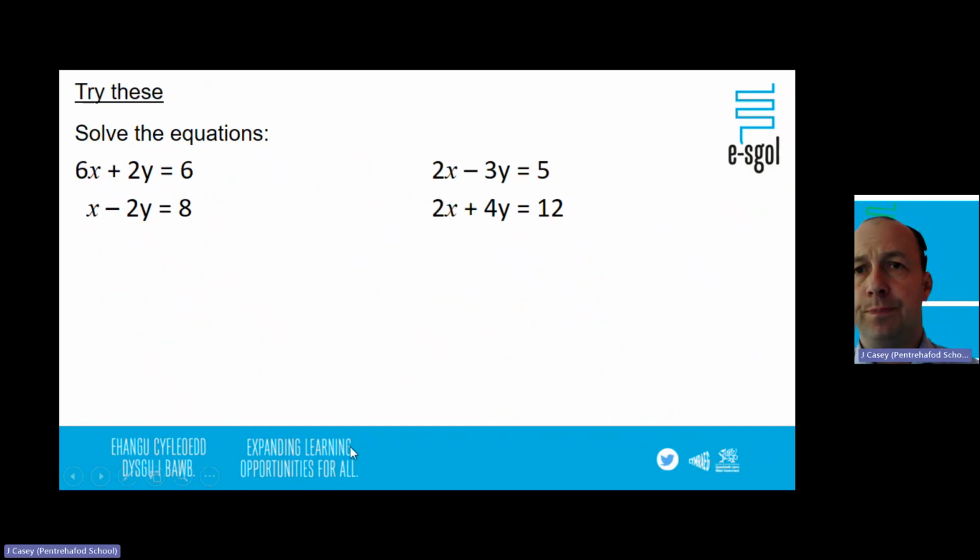Okay, so there's 2 there for you to try. One's going to be an add, one's going to be a take away. So if you have a go at those 2 questions, and then I'll come back in and we'll go through the answers.